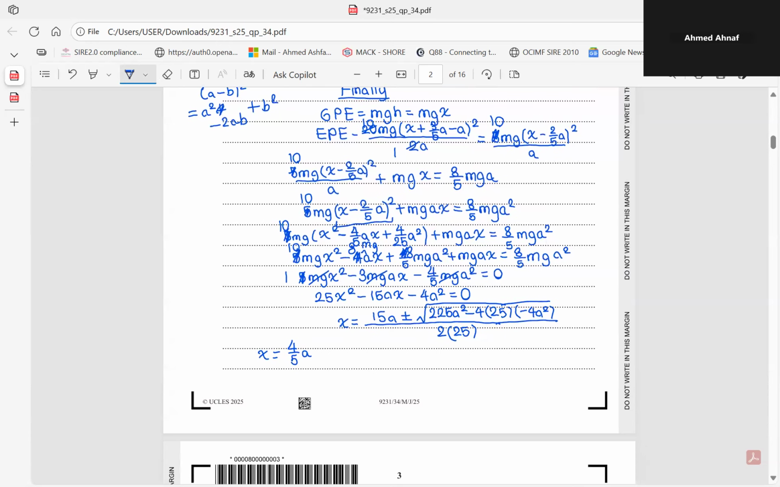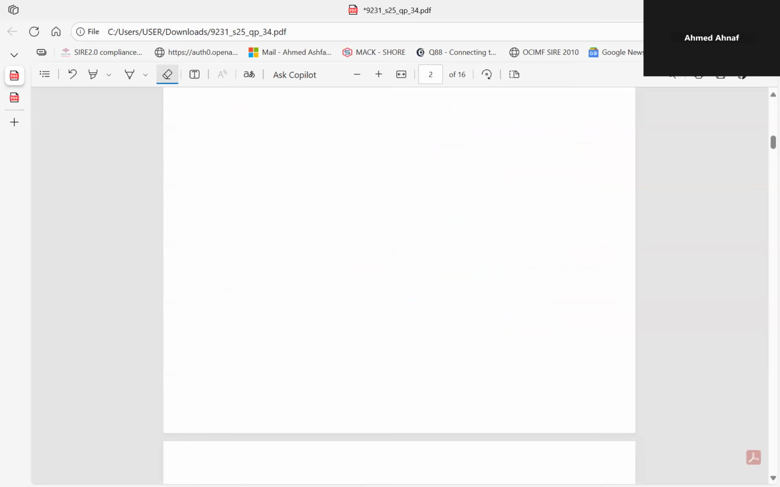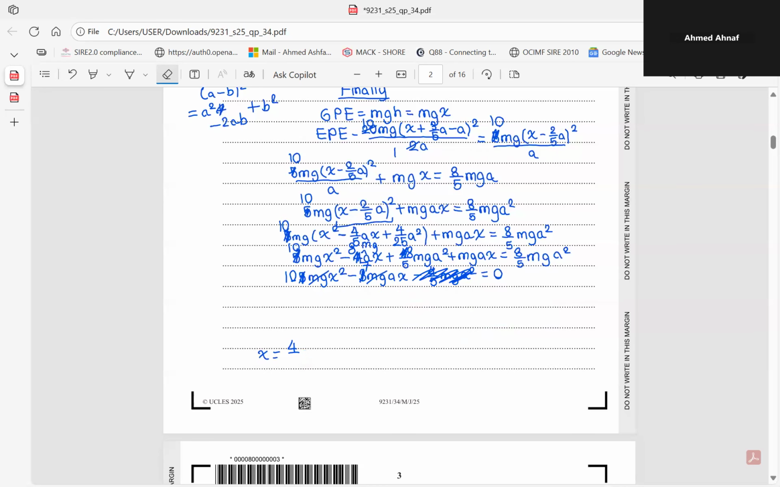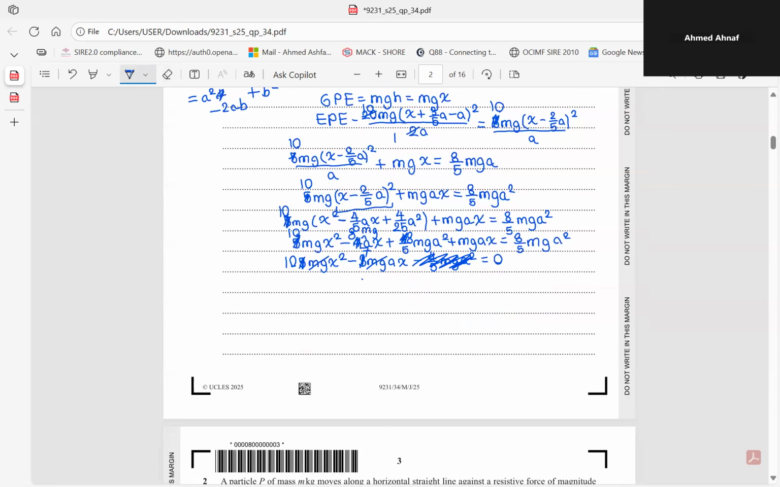So you can get 10 mgx squared minus 7 mgax and minus 8 over 5. Wait a minute. 8 over 5 mga squared minus 8 over 5 mga squared, you don't get any term here. So yeah, sorry for this, everyone. Okay. So the final equation would be 10x squared minus 7ax equals 0.